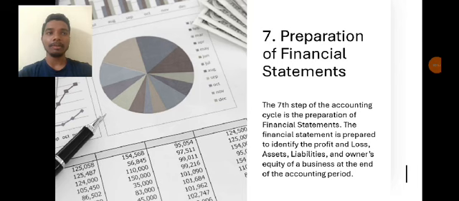Seventh one is preparation of financial statements. The seventh step of the accounting cycle is the preparation of financial statements. The financial statement is prepared to identify the profit and loss, assets, liabilities and owner's equity of a business at the end of the accounting period.